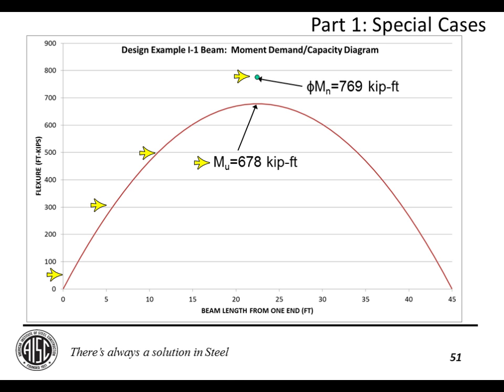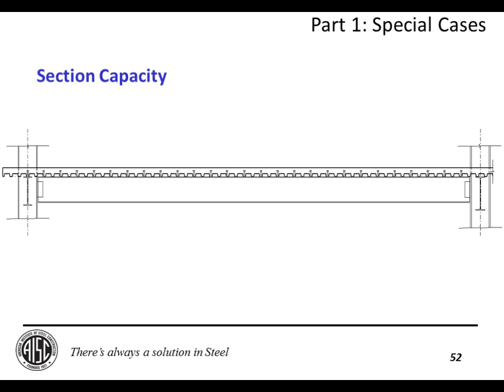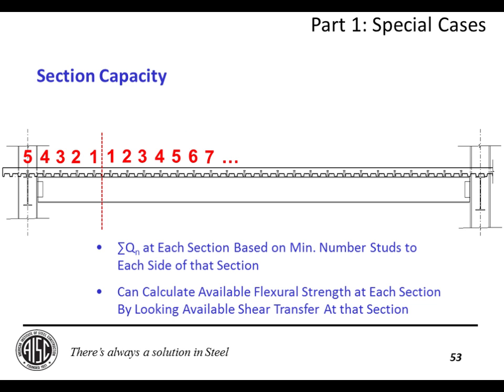Stick with me here. So what we would do is we would do a sectional approach. And all that is cutting a section at each one of the shear studs and summing the ΣQn on each side of that section. And the smaller value from each side of the section is the controlling sum of Qn for that particular section. So for instance, if I made a cut here, I would say, all right, I have 1, 2, 3, 4, 5 studs to the left, and 1, 2, 3, 4, 5, way more than that to the right.